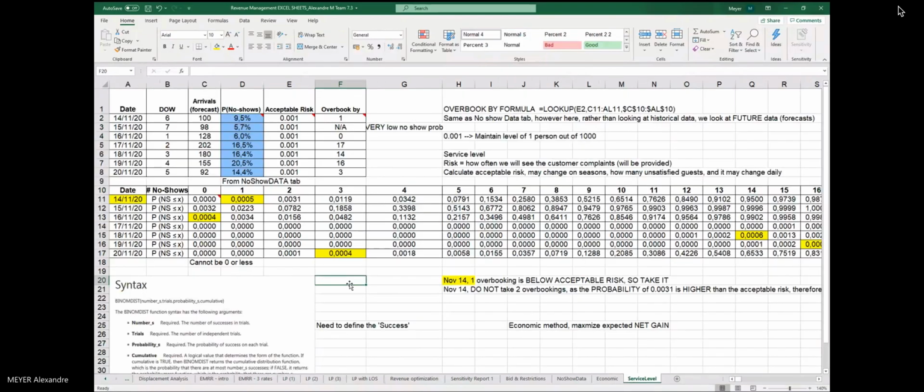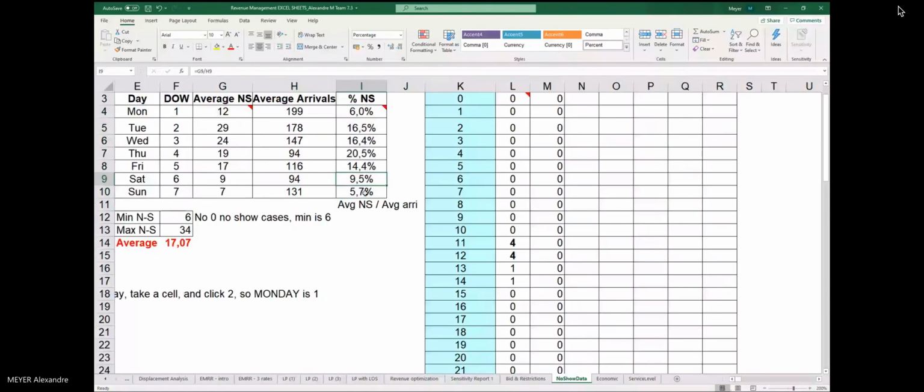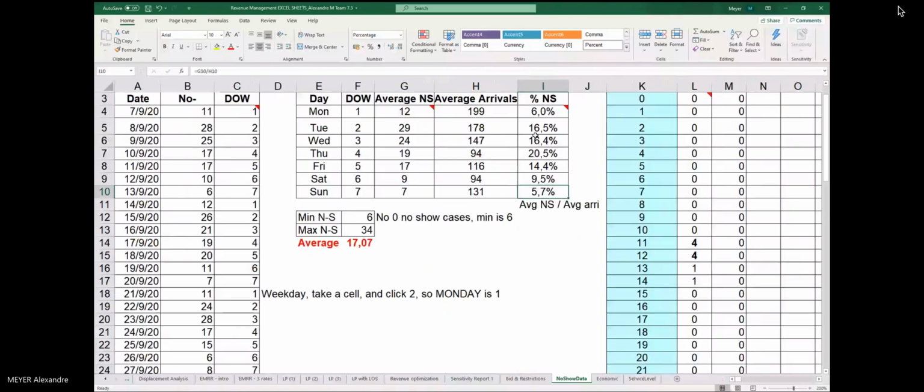I'm using the same results, I'm using the same data for the purpose of the explanation, I'm not going to calculate new probabilities. So you'll see that for day of week 6 and 7, it's 9.5 and 5.7. Here you have 9.5 and 5.7. So I've just copied and pasted the probability of no-shows.